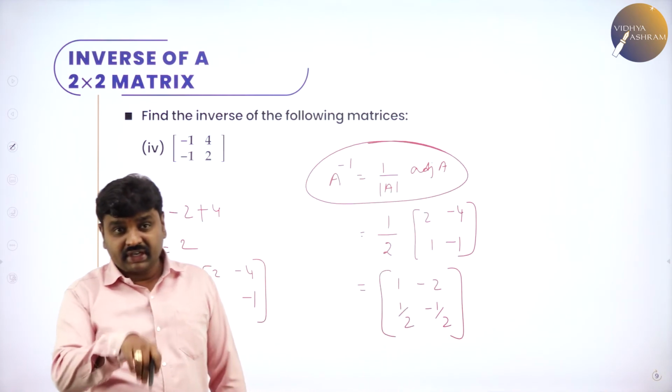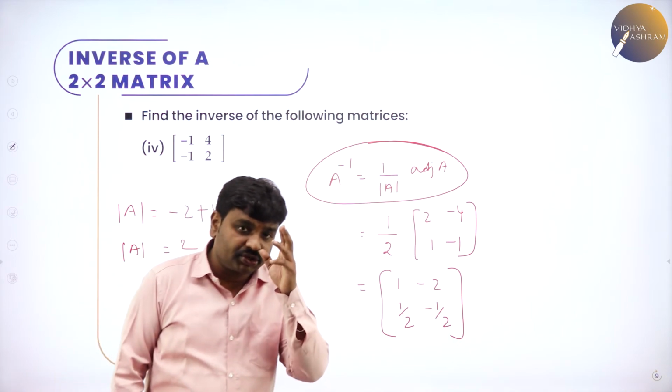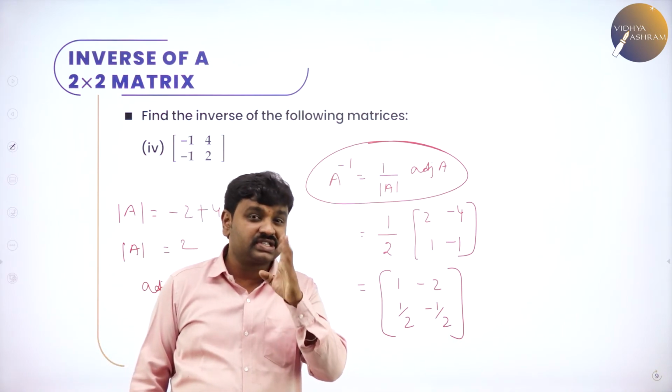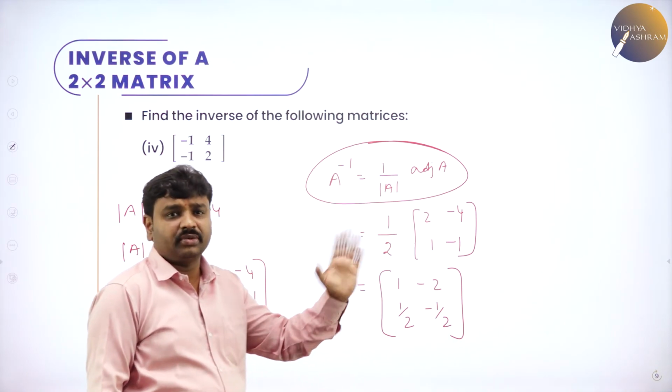First, if you want to find A inverse, first you need to find the determinant. Your determinant should not be 0. If it is 0, we say it's singular and the inverse does not exist. Then further proceed.